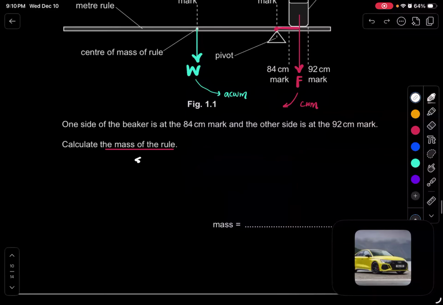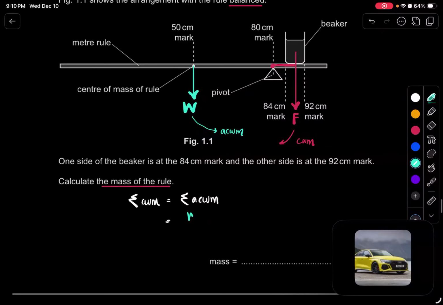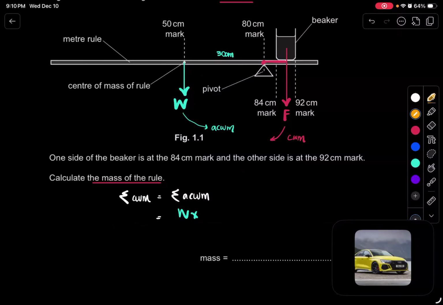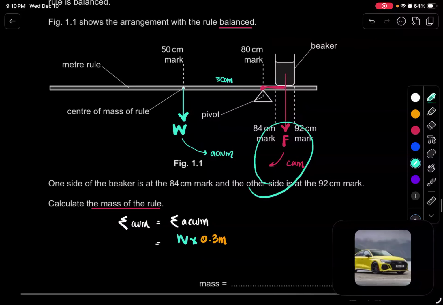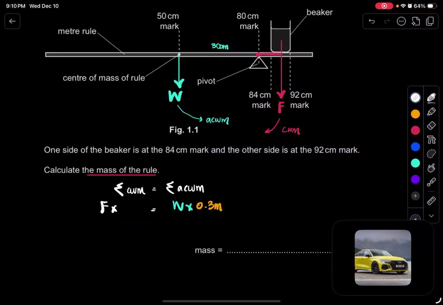Now, how do you figure that out? Again, sum of clockwise moments is equal to sum of anti-clockwise moments. What is the anti-clockwise moment? That's equal to weight times distance from the pivot. What is this distance? If this is the 50 centimeter mark and this is the 80 centimeter mark, then this is going to be 30 centimeters. Keep in mind, always write down units in meters, so 30 centimeters is 0.3 meter. Now, do we have any other clockwise moment? Yes, we do. The force due to the beaker. Now, this should be F times what distance?